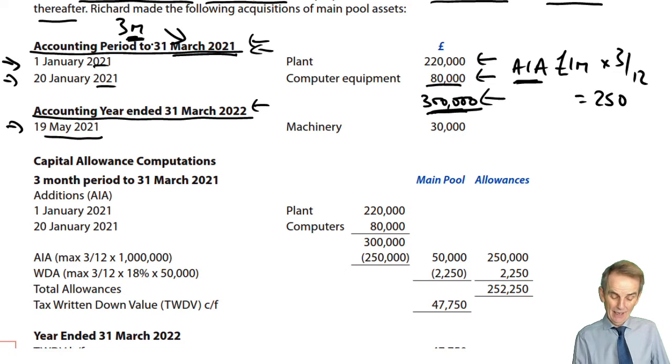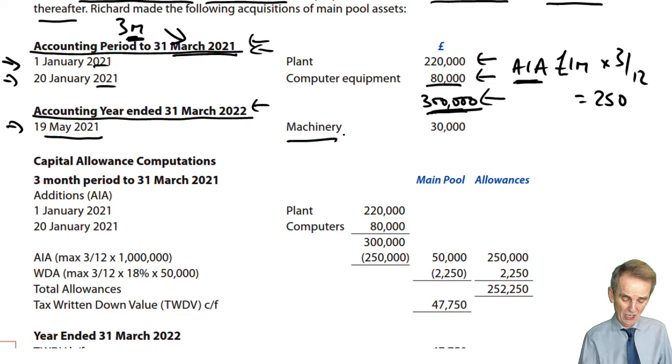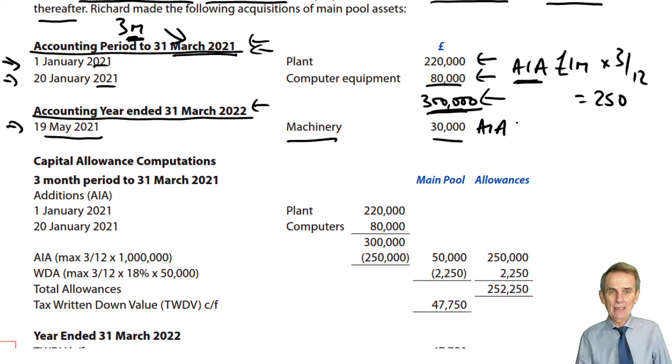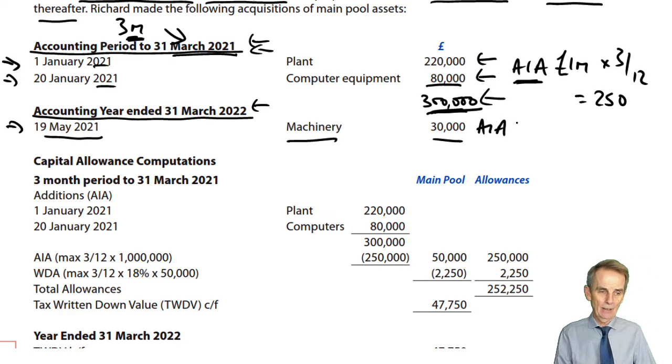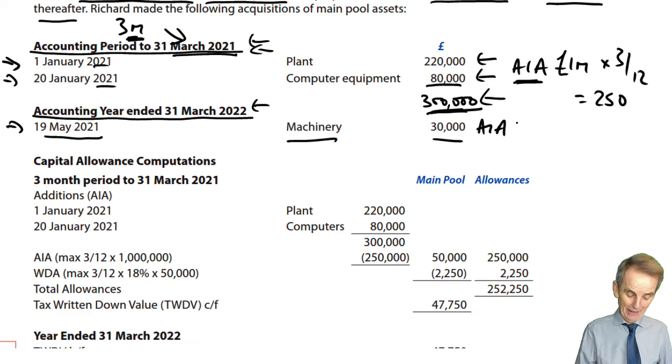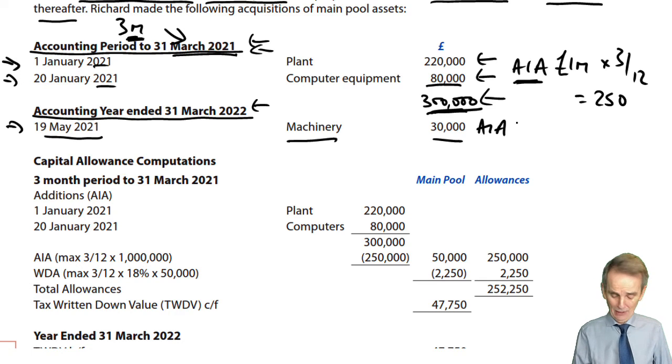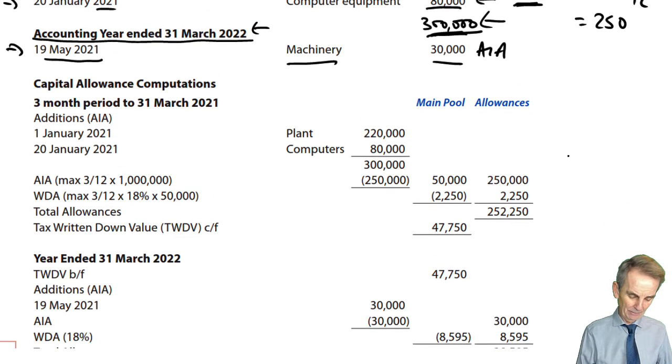All right. What you'd also do here before you put, I say pen to paper, it's hardly that, is it, in the exam with a computer? But you look at the next period, and again, it's just normal, standard machinery, and that 30,000 will therefore attract AIA, because now it's a 12-month period, and that's a £1 million limit there. Well, we're nowhere near that, are we, at 30,000? So that would be full AIA. So it's this opening period which is the more interesting.